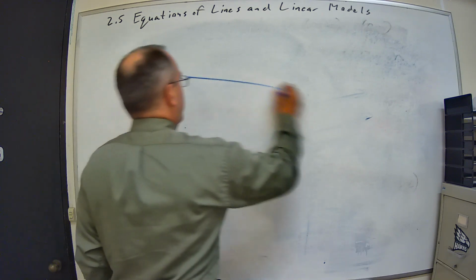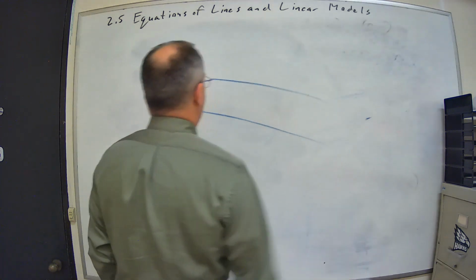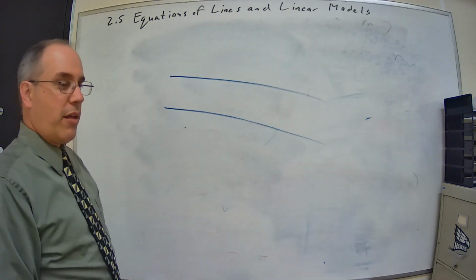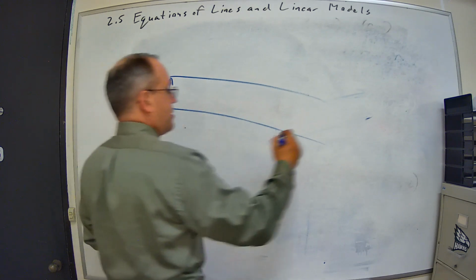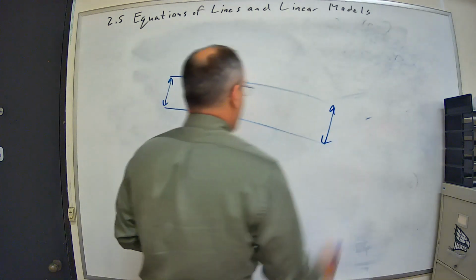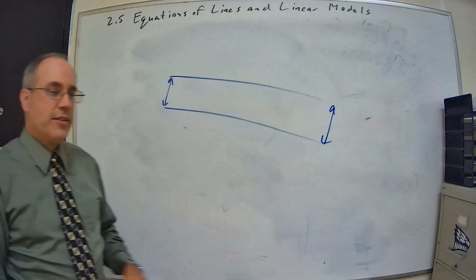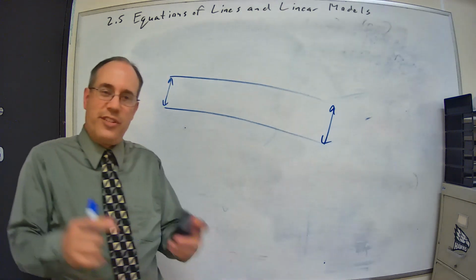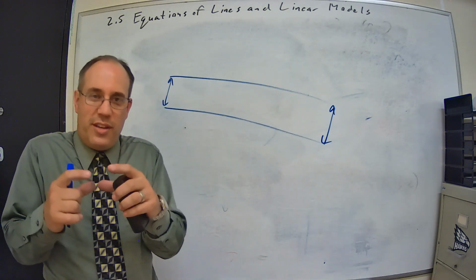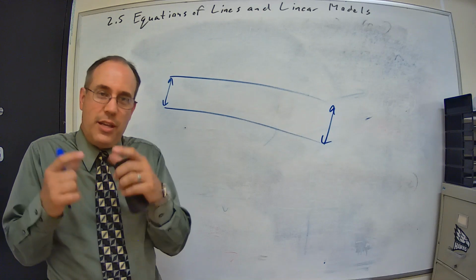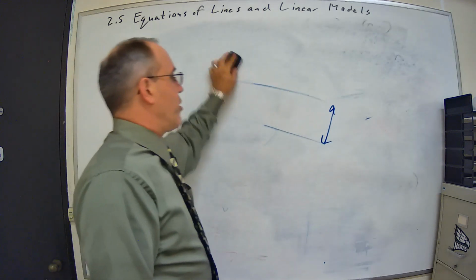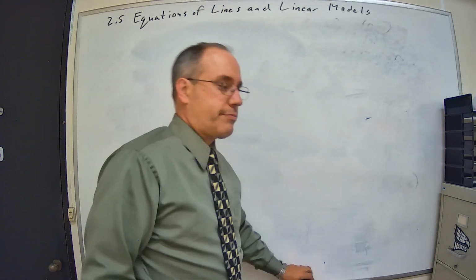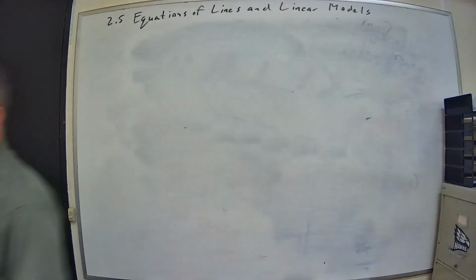You could have a line like this and another line like this, and they look parallel, but you can see that that distance and that distance are not the same. So they may look very close, especially the smaller the screen, like a calculator screen. It's very hard to tell whether they're really parallel or whether they're really perpendicular. So just keep that in mind.